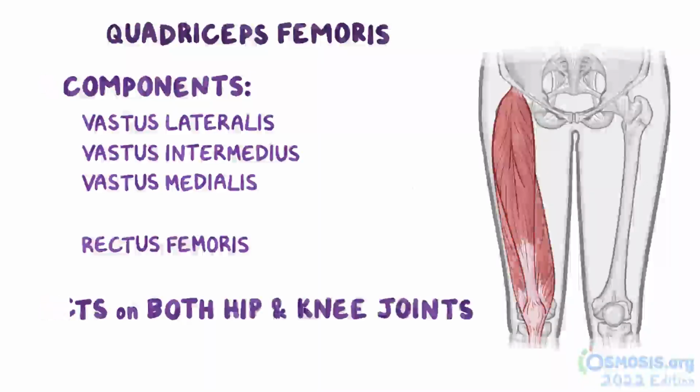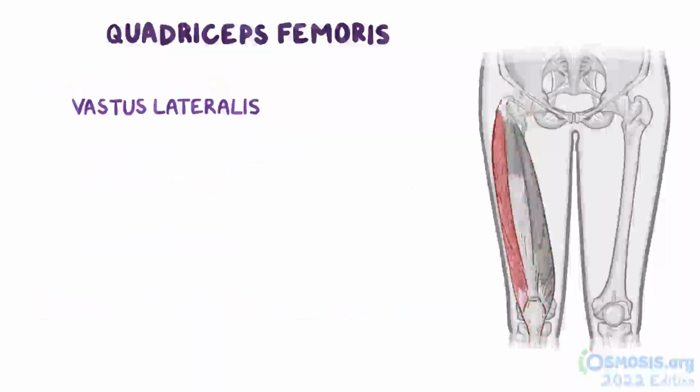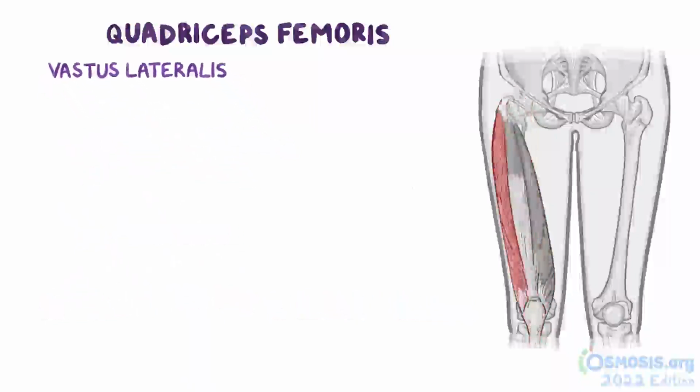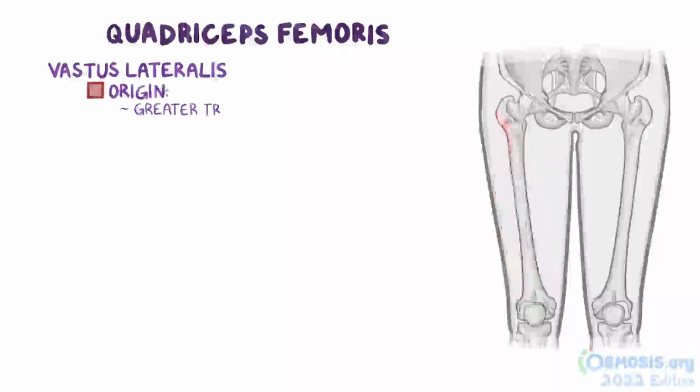Now, let's go through these one by one. The vastus lateralis is the largest of the four components. It lies on the lateral side of the thigh and originates on the greater trochanter and lateral lip of the linea aspera of the femur.